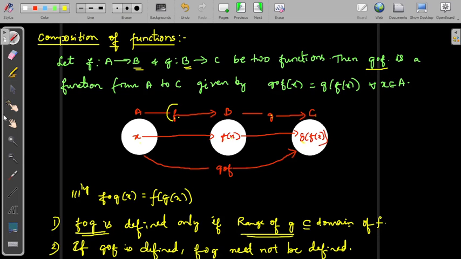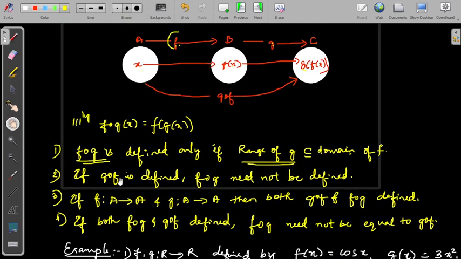The second note is that if g composite f is defined, f composite g need not be defined. There is no guarantee that if g composite f is defined, f composite g must be defined. That is the problem. If the range of g is not a subset of the domain of f, or not equal to the domain of f, in that case you can't establish that connection from one set to the third set. So in that case, f composite g is not defined.